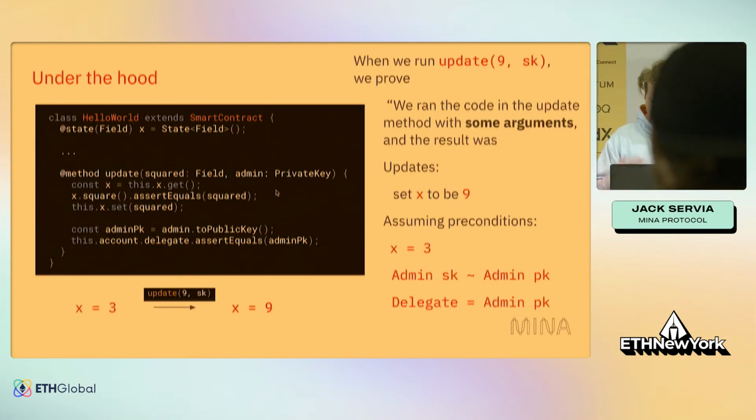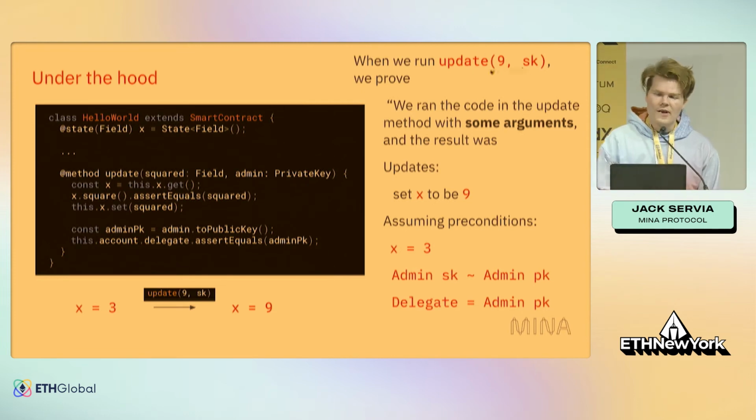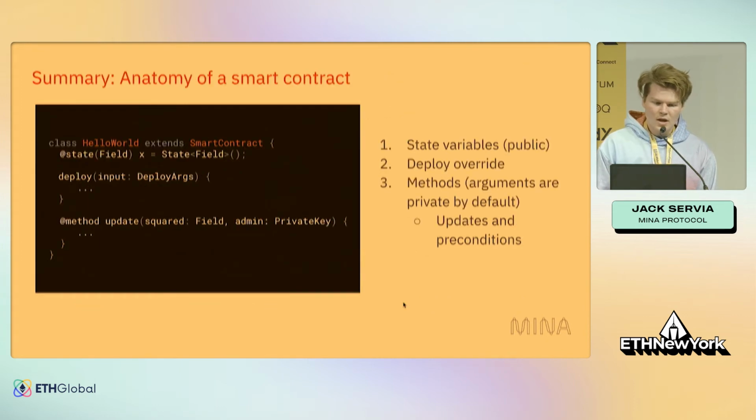And so what happens under the hood? When we run update 9 with our secret key, we run some code in the method with some arguments, and the result is that x goes from 3 to 9, and that's what changes on chain. And then for our preconditions, we're making sure that the admin secret key is associated with the admin public key, and that the person calling it has the admin public key.